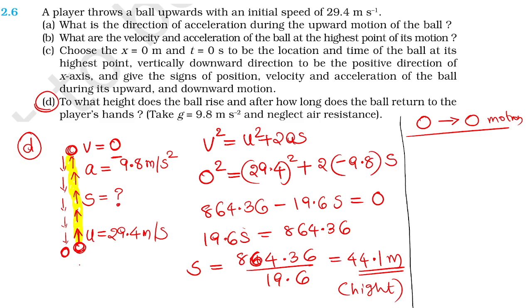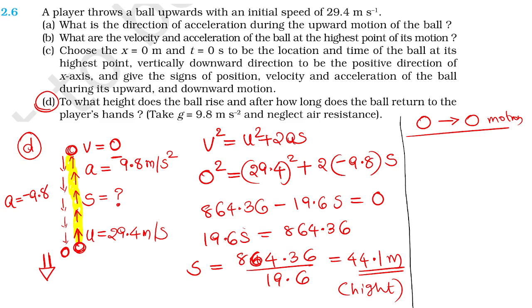Moving up and down, the body experiences an acceleration. The direction of the acceleration is downward because the force is downward. Whether the body is going up or down, it experiences an acceleration of minus 9.8, because I am taking downward as negative. Even if you take positive, don't worry, you will get the answer.